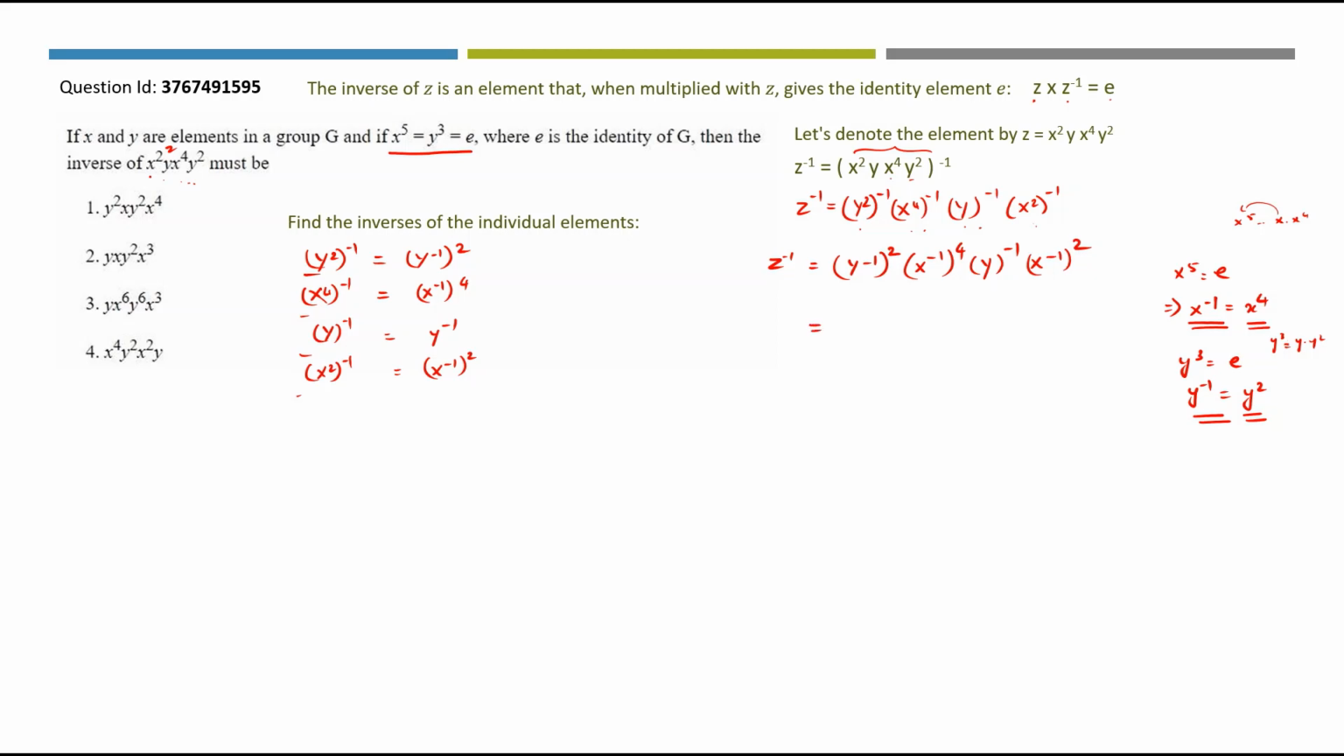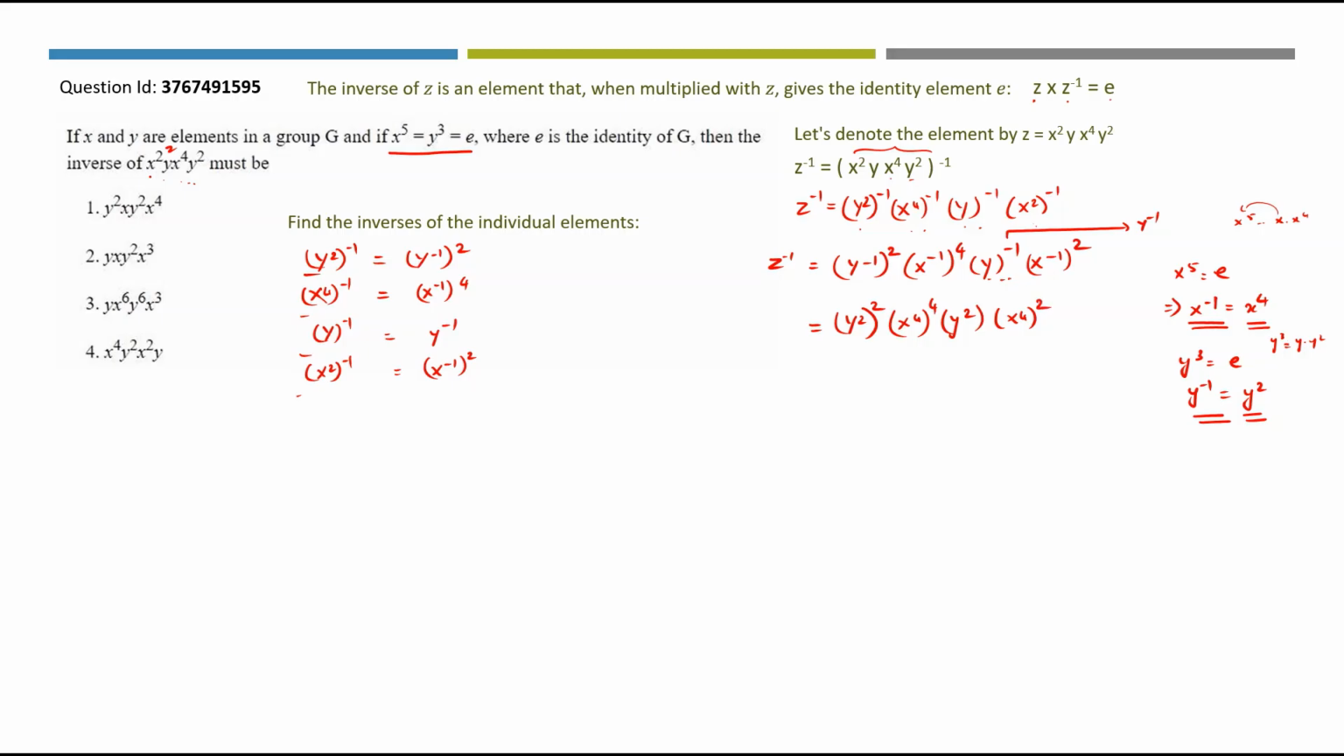Now what is y inverse? It is y square. The outer power will stay as it is. What about x inverse? It is x power 4. The outer power will stay as it is. What about y inverse? This is nothing but just y inverse. So y inverse is y square now. Then what about x inverse? It is x power 4. So we are having the outer power as it is.